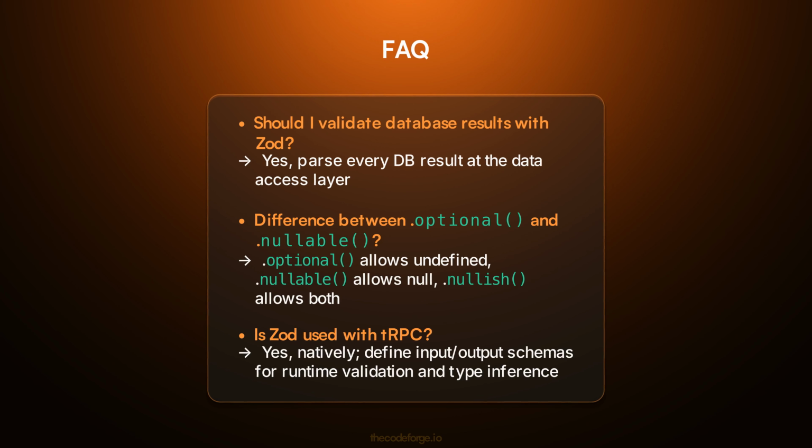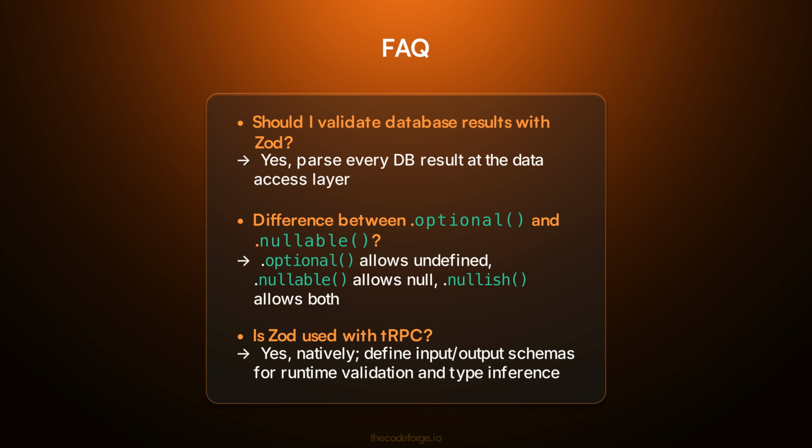And a few frequently asked questions. Should I validate database results with Zod? Yes, parse every DB result at the data access layer. Difference between optional and nullable. Optional allows undefined, nullable allows null, nullish allows both. Is Zod used with tRPC? Yes, natively. Define input and output schemas for runtime validation and type inference.